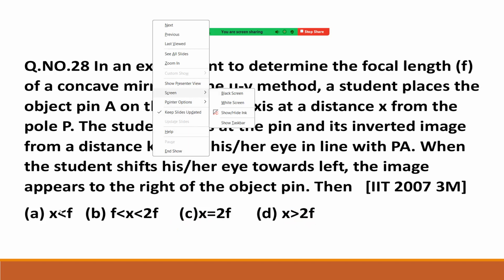So the condition is that when the student shifts his eye towards the left, the image is right of the pin. Right.